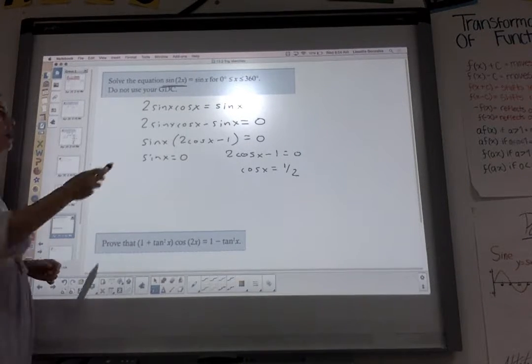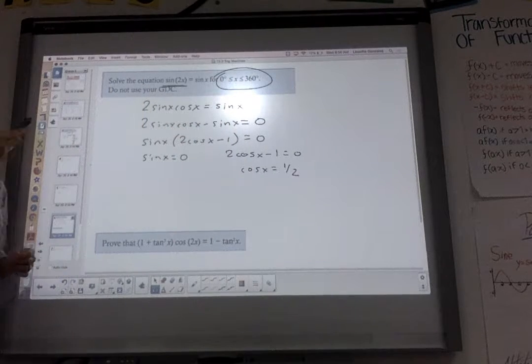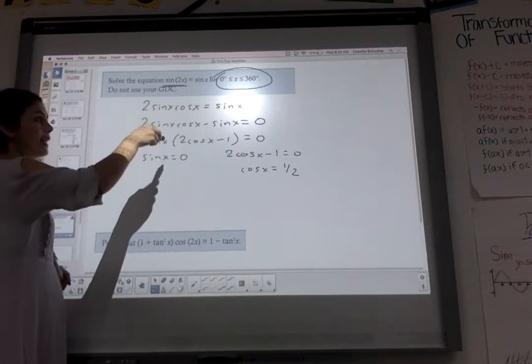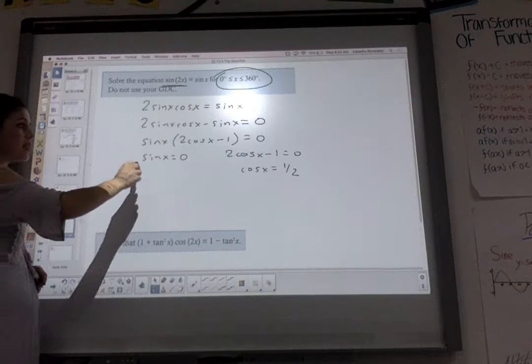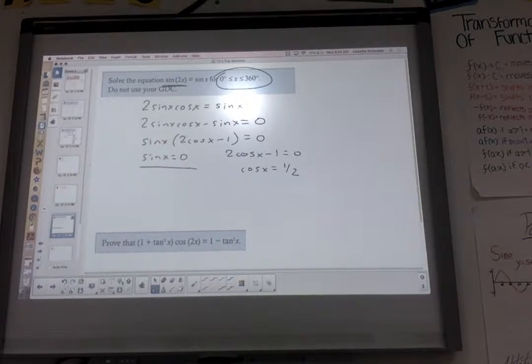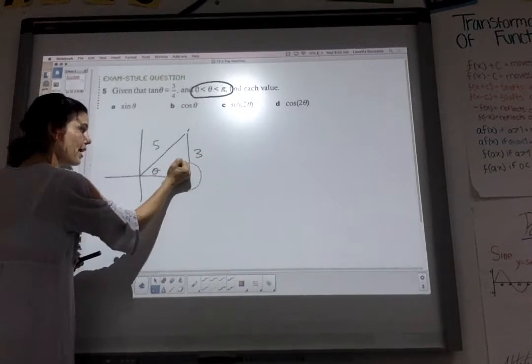Okay. Again, we didn't quite talk about this, but that's your domain, right? So you're going 0 to 360, so that's one whole round in the positive direction. In the one whole round between 0 and 360, where is sine 0? Where is the y value 0? First and second, and does it include 360? Yes. So 0, 180, and 360. So this solution right here has 3 answers.